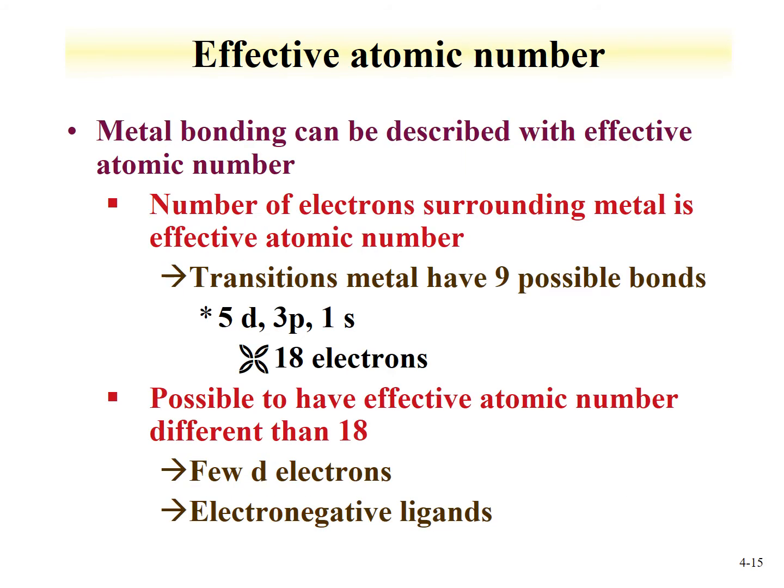Another route to describe metal bonding is with effective atomic number. This fundamentally describes the number of electrons surrounding the metal ion that's involved in bonding. For instance, transition metals can have 9 possible bonds, 5d, 3p, 1s, so 18 electrons can be involved in those bonds. So it's possible to have an effective atomic number of 18. In fact, metal ions can have effective atomic numbers as high as 20 and as low as 9.